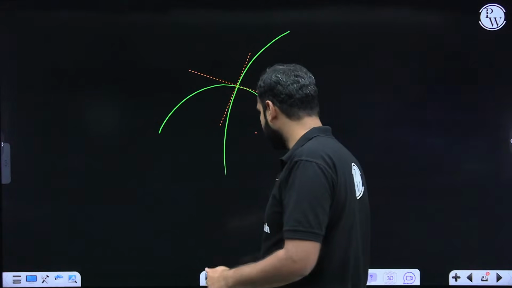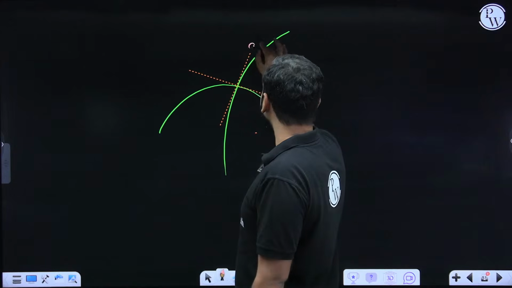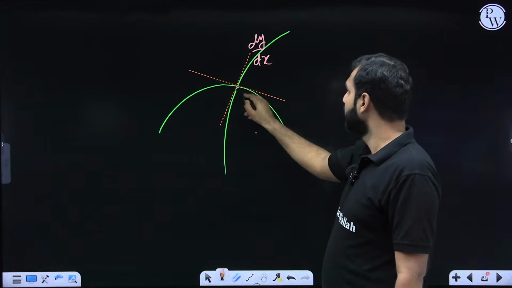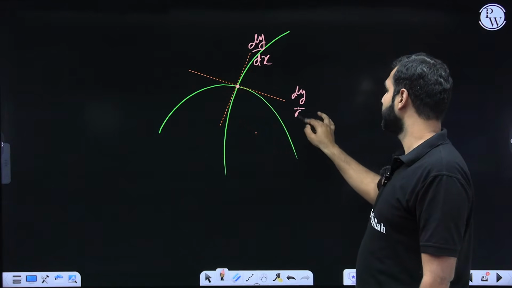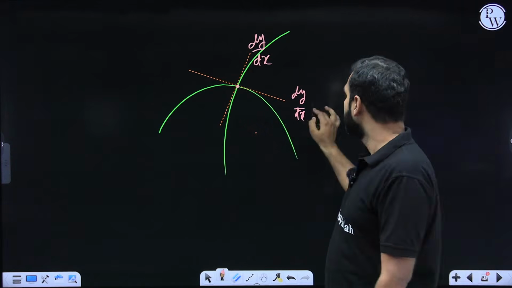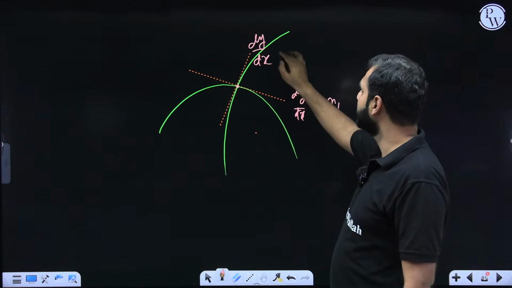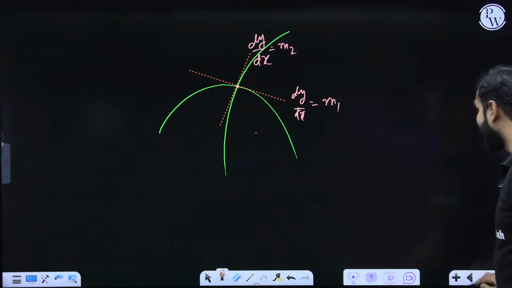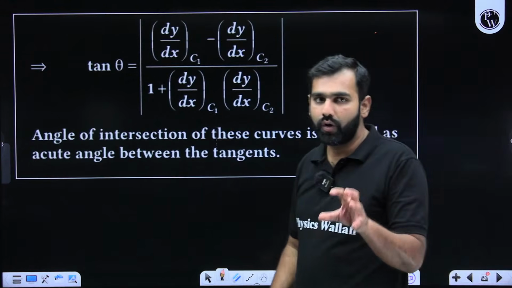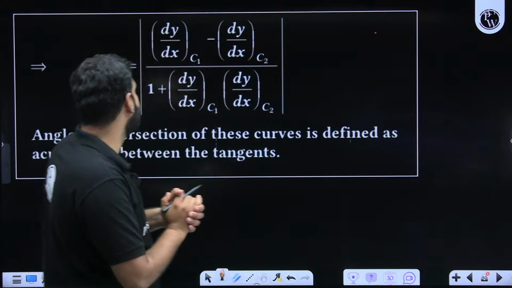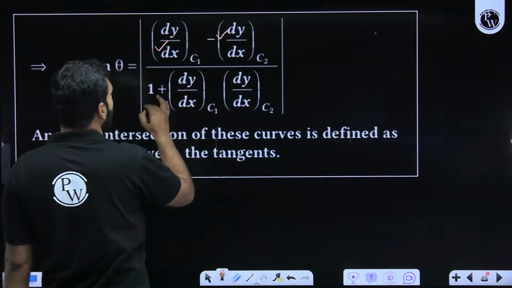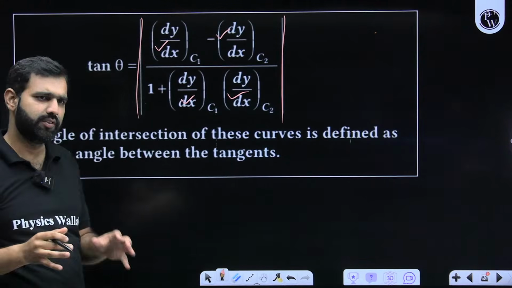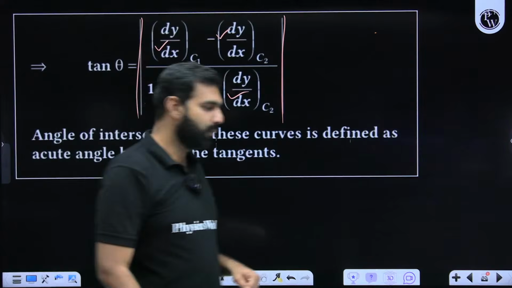I hope you all understand it very clearly that this will be dy by dx of the first curve at this point, and this will be dy by dx of the second curve at that point. By dy by dx, I can find the slope of this line, and by dy by dx of this curve, I can find the slope of this line. Once you have the slopes of these two lines, would you not say that (m1 minus m2) upon (1 plus m1 m2) gives you the angle between two straight lines? So this is that formula only. Can we move ahead from here?